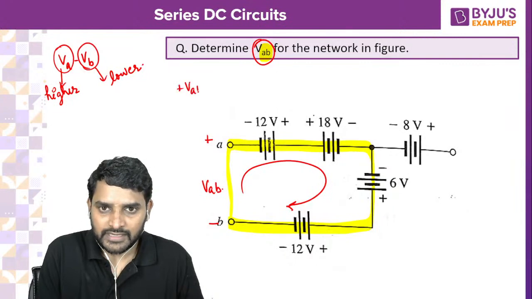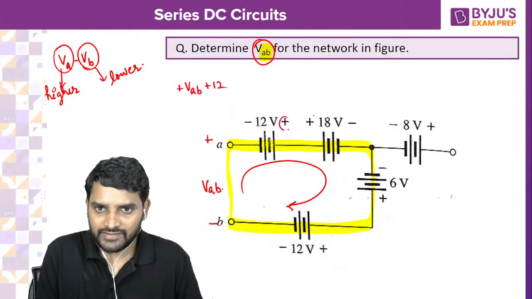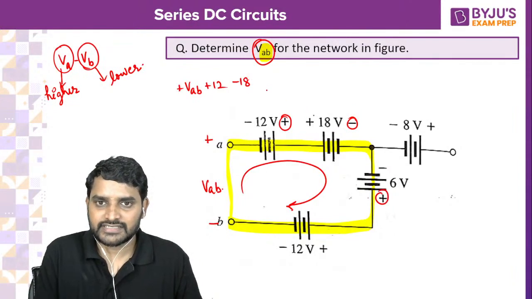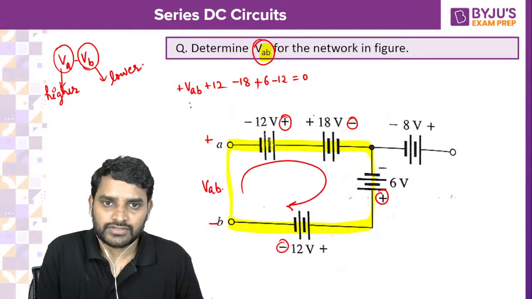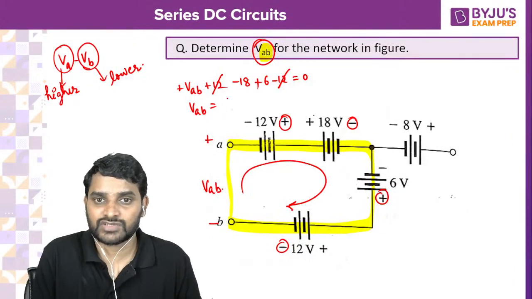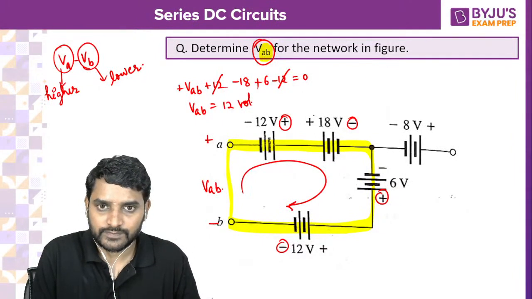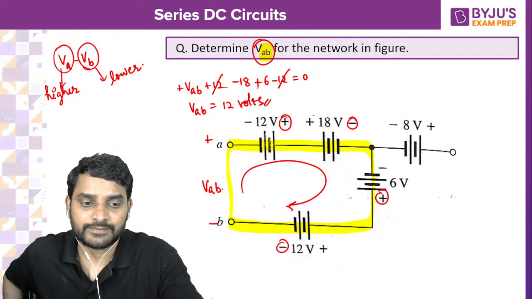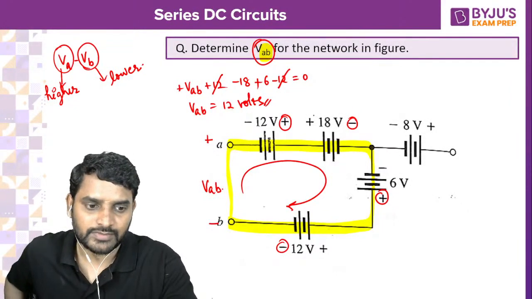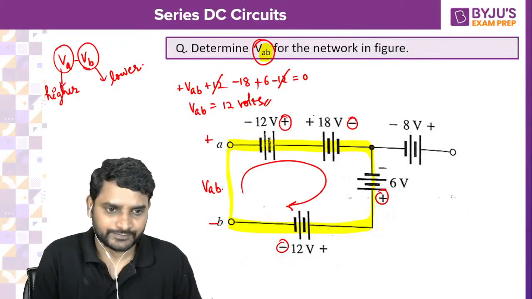Plus VAB plus 12, all leaving polarities, minus 18 plus 6 minus 12 is equal to 0. So VAB is equal to plus 12. Minus 12 gets cancelled, 18 minus 18 plus 6, it will be minus 12. So you are going to get 12 volts. Is it so, everybody? Superb. Kalyani, superb. Others also please do respond, my dear.